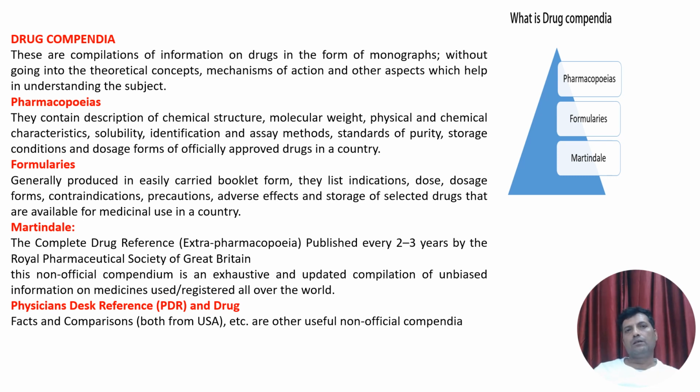Martindale. This unofficial compendium, which the Royal Pharmaceutical Society of Great Britain publishes every 2 or 3 years, is a thorough and updated compilation of unbiased information about medications used or licensed worldwide. It includes new releases and offers information on pharmaceuticals, pharmacological, and therapeutic usage of medications, making it a trustworthy source of reference material. And the last, Physician's Desk Reference and Drugs, Facts and Comparisons, etc. are other useful non-official compendia.